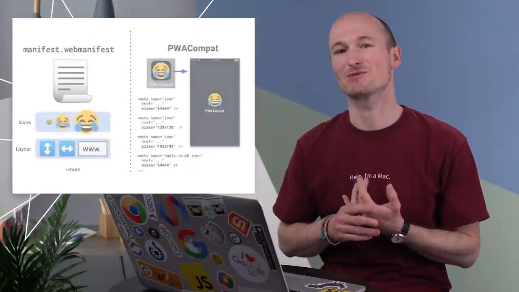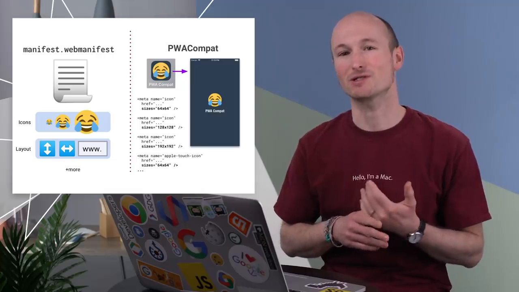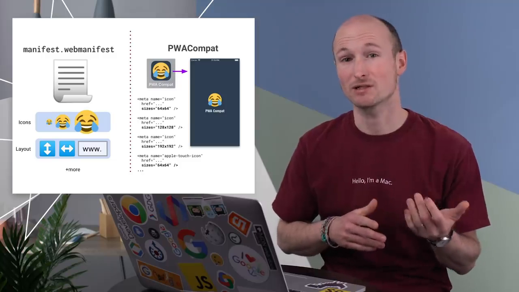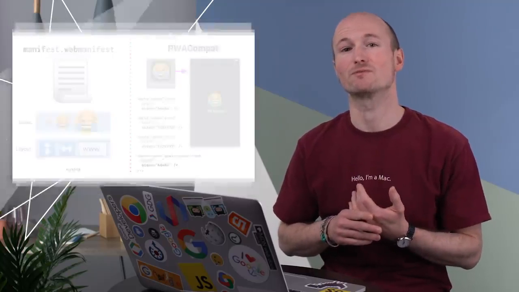Or just use PWA Compat, a small library that reads the Web App Manifest and on iOS adds the right set of meta tags, creates the icons, and generates a splash screen image for you.